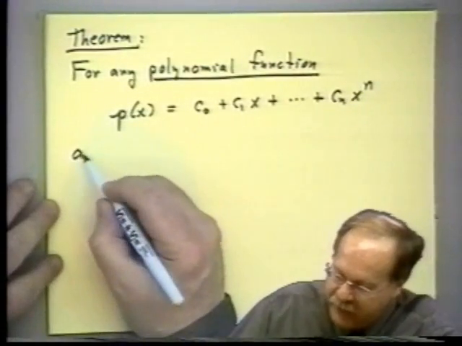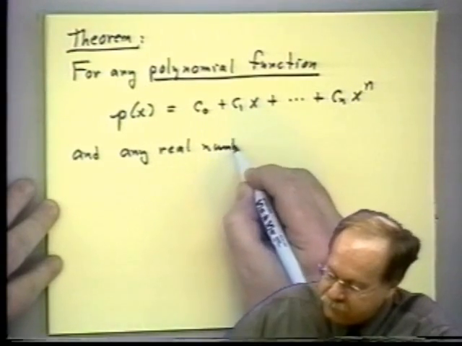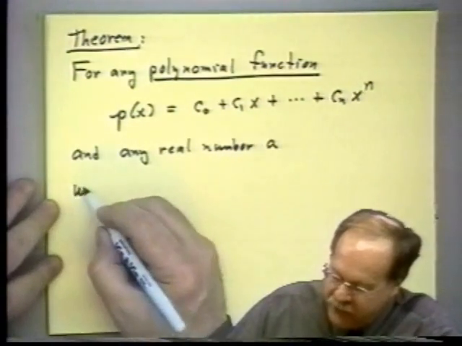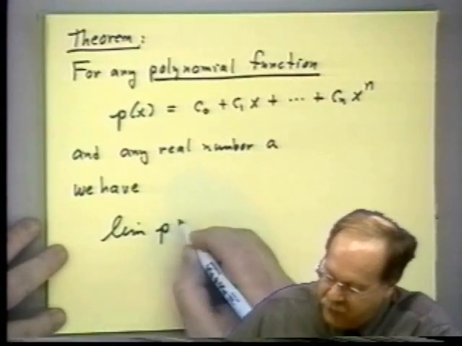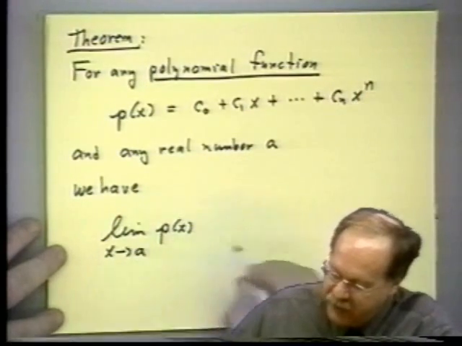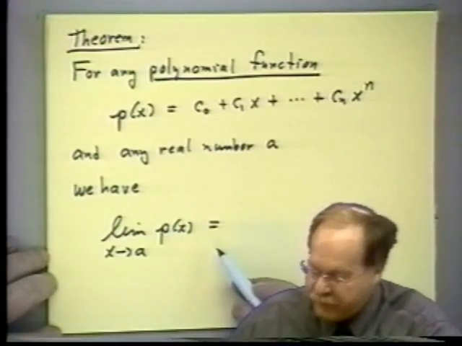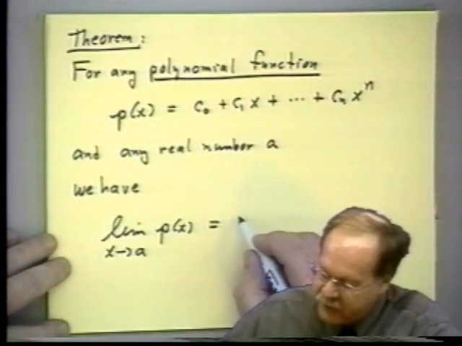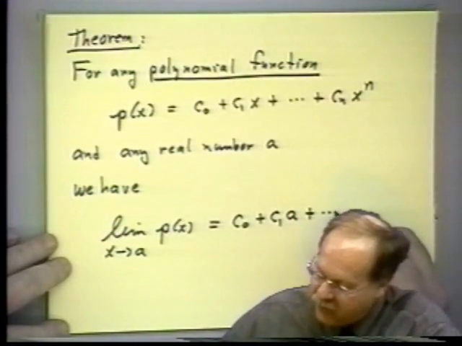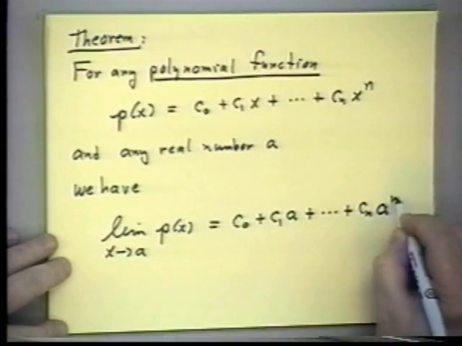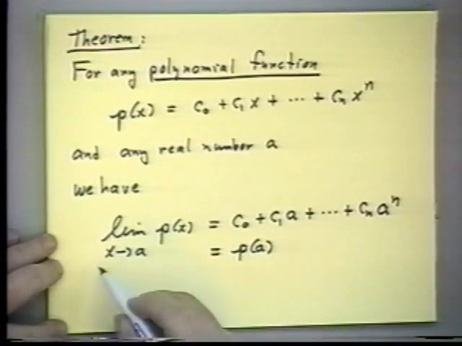For any such polynomial function and any real number, say a, we have the following. If you take the limit of the polynomial as x approaches a, if you wanted to prove this, you could use all the rules that we've seen. Using the rules, it turns out to be this. Now see how this works out. c0 plus c1a plus all the way up to cn times a to the n. In other words, that's the polynomial evaluated at a.